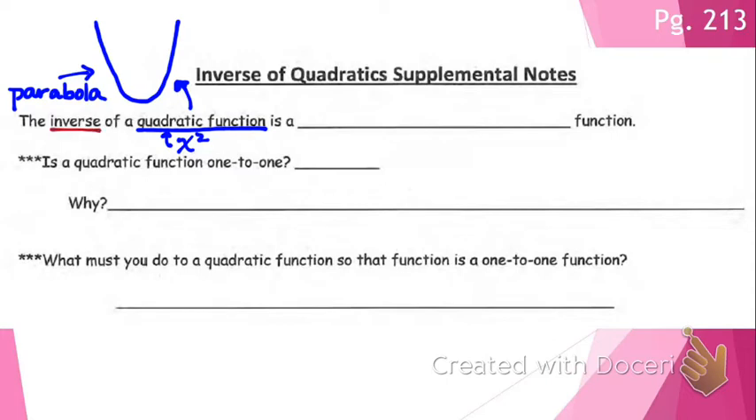What does inverse mean again? I told you guys every time we talk about inverses, what should pop into your head? Switch. Inverses undo other things. We just talked on the bell work about how to undo something that's been squared. How can I undo something that's been squared? Square root it. So the inverse of a quadratic function is a square root function.